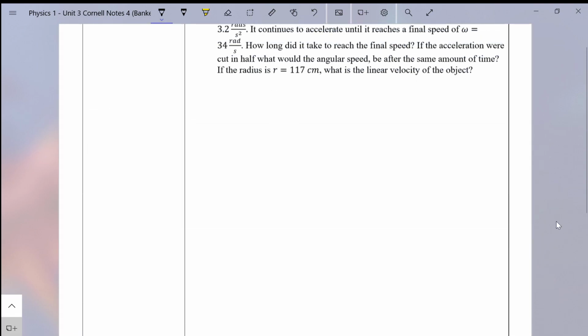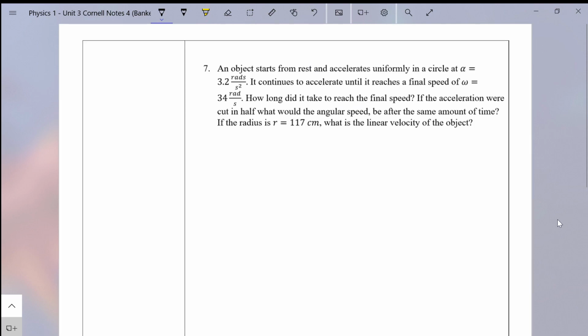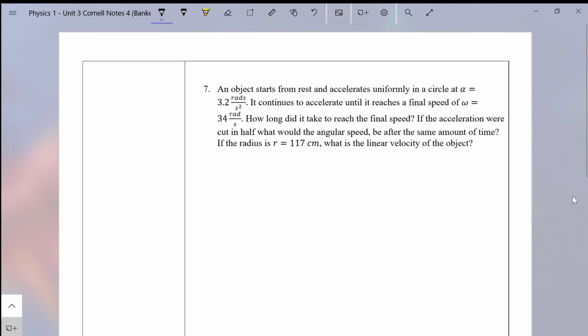I do have another problem here. An object starts from rest, accelerates uniformly, and I've got that all worked out. I don't want to go through that. I think I'll leave that one up to you if you're really interested in it. Go ahead and do that. It's always good to get that extra practice in.